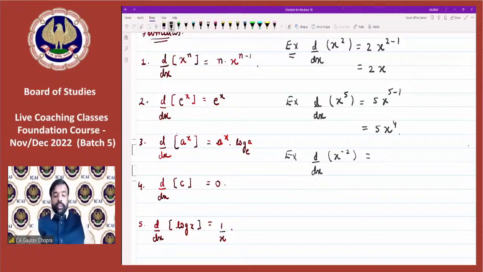Okay, so d by dx of x to the power of minus 2. Now this time the power is negative. So what will happen? Minus 2 will jump forward and the power of x will reduce by 1. So we have to be a bit careful here. Minus 2 and then x to the power of minus 3. This will be the final result. Minus 2 will come forward and then x to the power of minus 3. Okay.